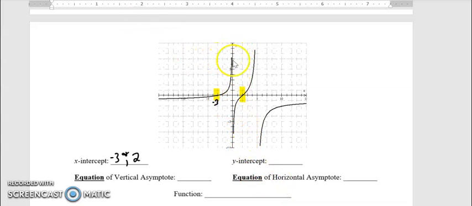Y-intercept, well, it looks like this graph never crosses the y-axis. In fact, it looks like the y-axis is a vertical asymptote, which the y-axis is the line x equals 0. So I'm going to go ahead and put that in. It looks like x equals 0 is a vertical asymptote in this graph. So for y-intercept, I would say none. We have a vertical asymptote at x equals 0. And while we're talking about vertical asymptotes, it looks like there's another one here at x equals 5.